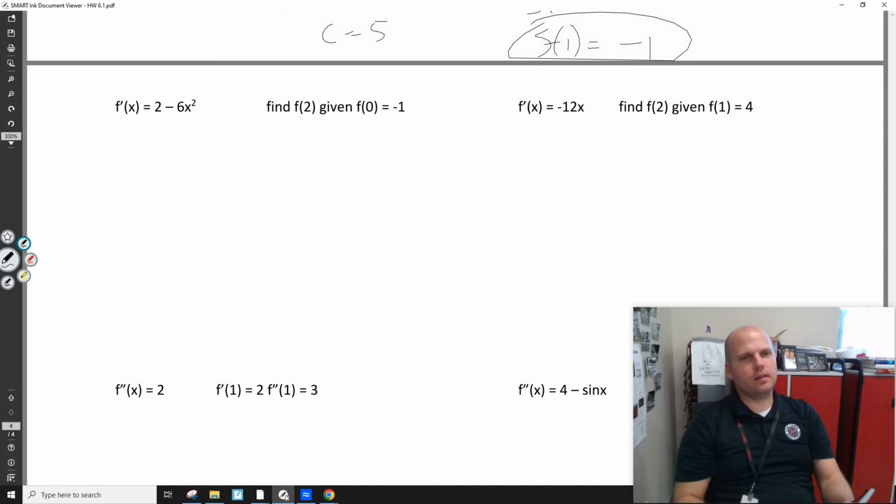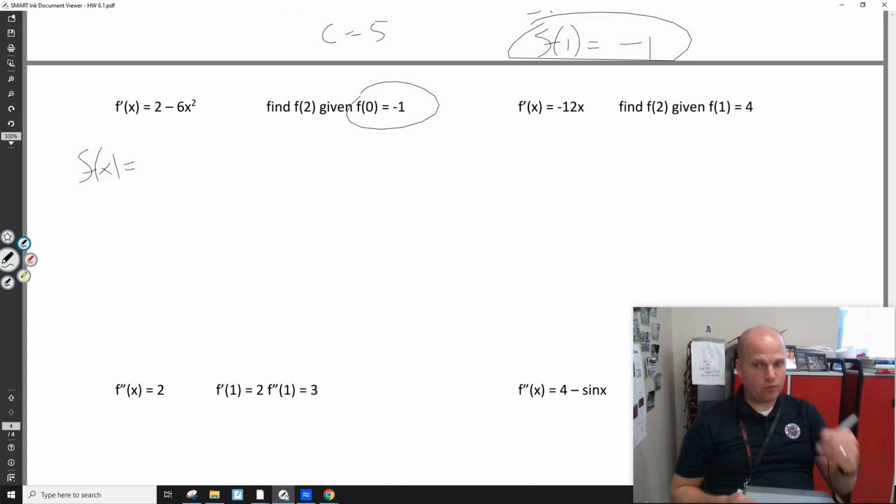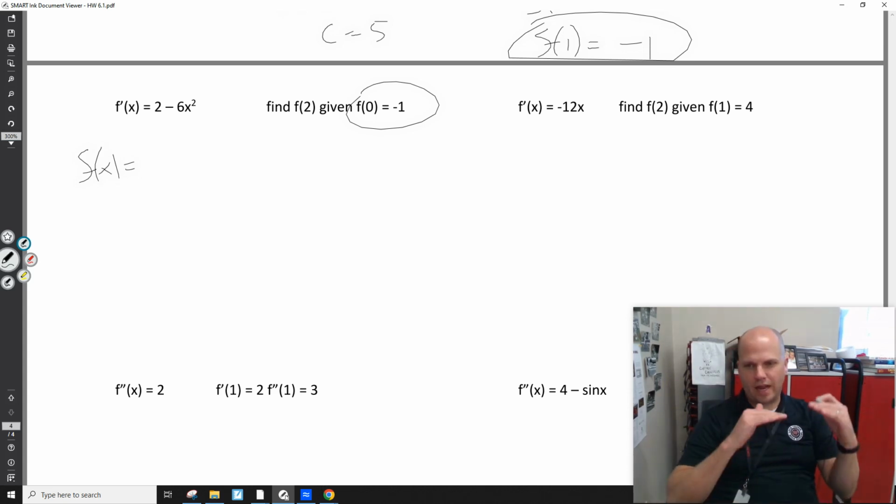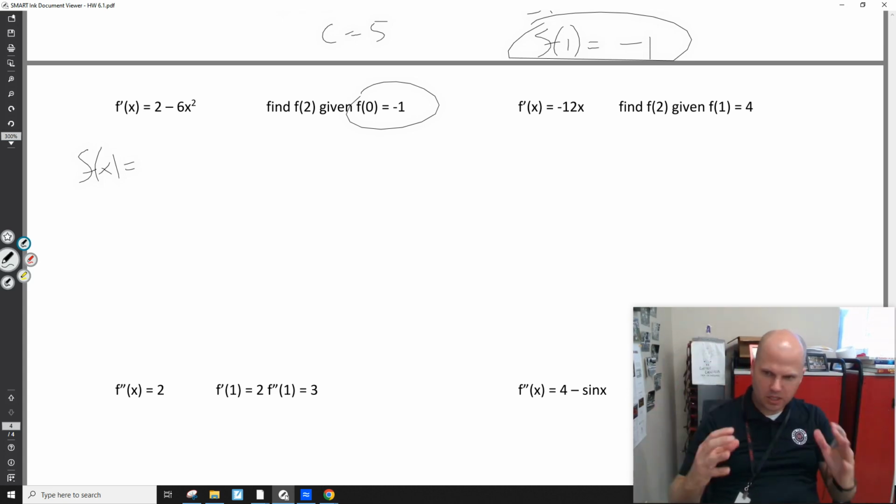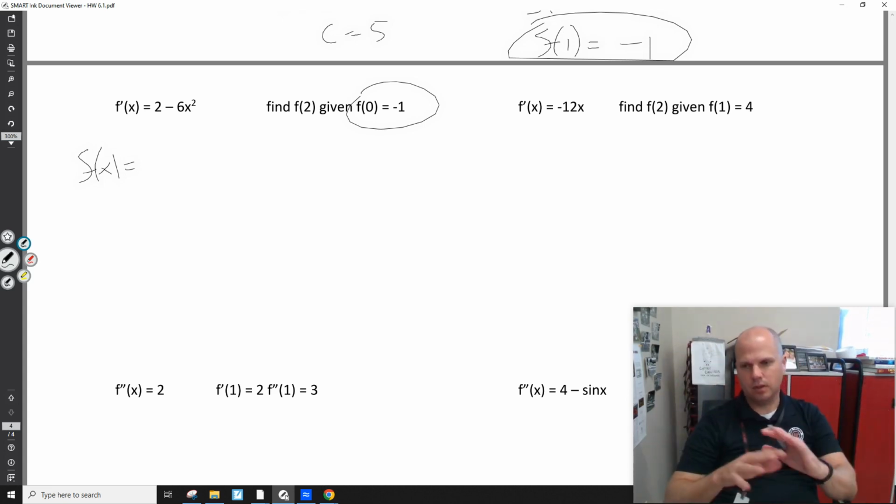Hey, keeping it going. Finding C is important if you're given information. This is the question that was perfectly asked. Here, I'm given f prime. I'm given f of 0 is negative 1. What's f of 2? So we have to take the antiderivative to go from f prime to f, which is the primary thing of what we're doing. It's usually going to be that we're given f prime and we need to go to f. It kind of makes sense.